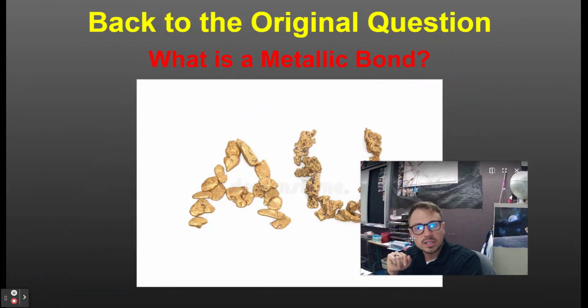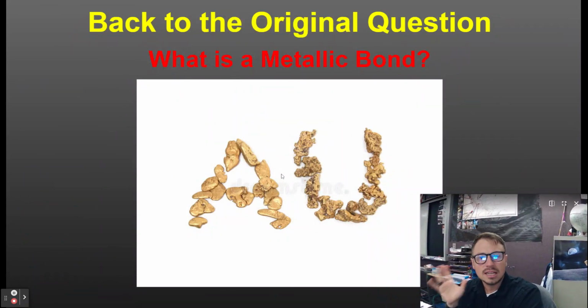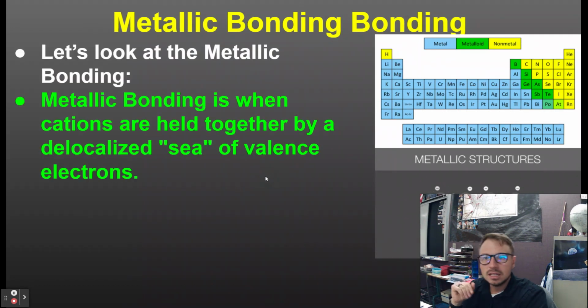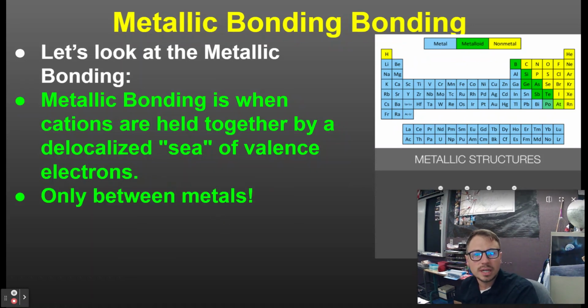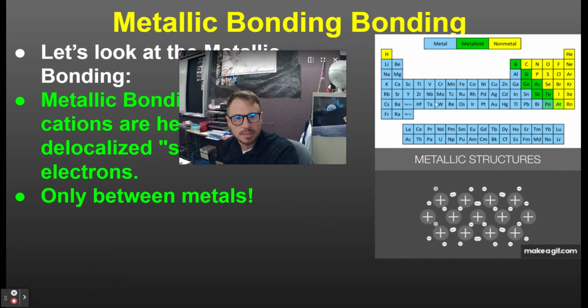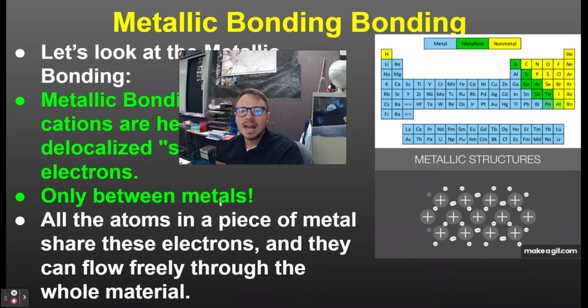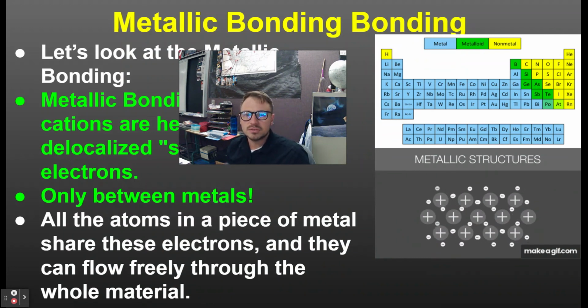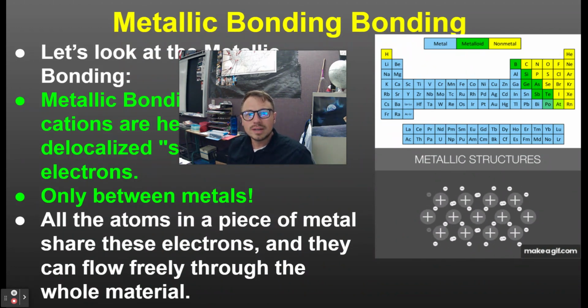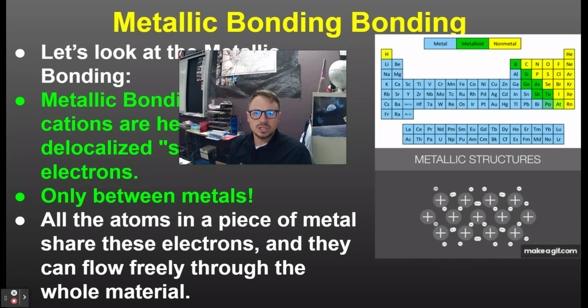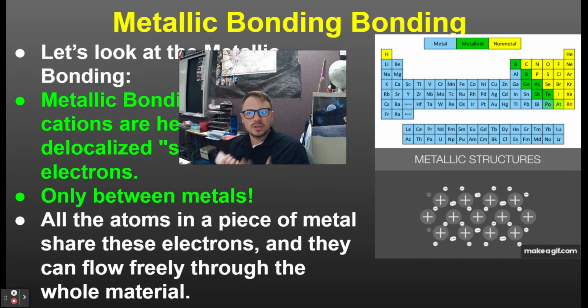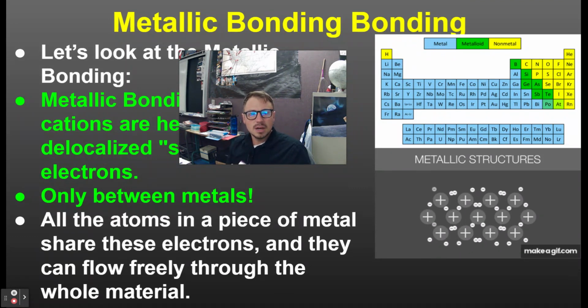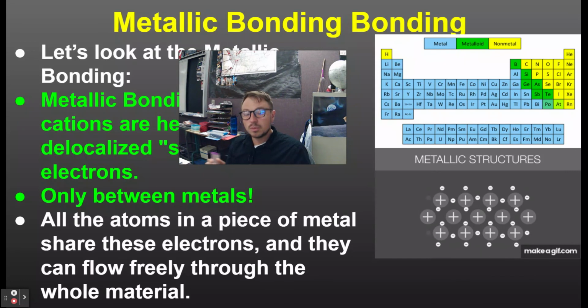Here's another question: what is a metallic bond? This is the last type of bond we're talking about. Metallic bonding is when cations are held together by a delocalized sea of valence electrons. This is only between metals, mostly the transition metals. All of the atoms in a piece of metal share these electrons, and they can flow freely through the whole material. So it's not so much that they're giving their electrons away to fill a valence shell, or taking electrons to fill a shell. They're not taking them, and they're not sharing them either.